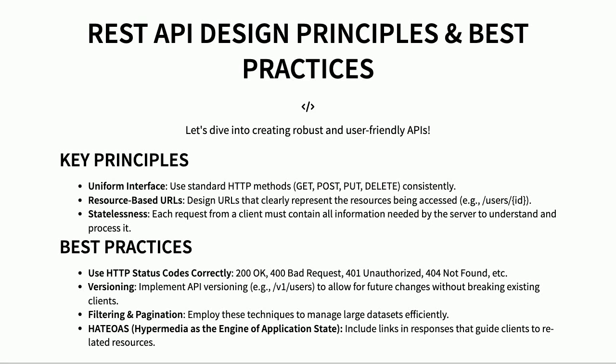Okay, let's talk about designing good REST APIs. The foundation is built on a few key principles. First, we want everything to be uniform, using standard HTTP methods like GET and POST consistently across your API. Then, think about how you structure your URLs. They should clearly represent the resources you're working with. And finally, remember that statelessness means each request from your client needs all the information it requires, with no server-side memory of previous requests. Now, let's move on to some best practices, like using HTTP status codes correctly to give clients meaningful feedback and implementing versioning so you can evolve your API over time without disrupting existing users.